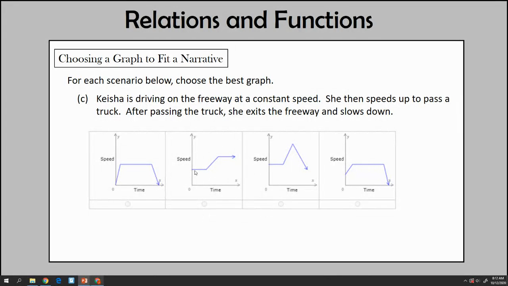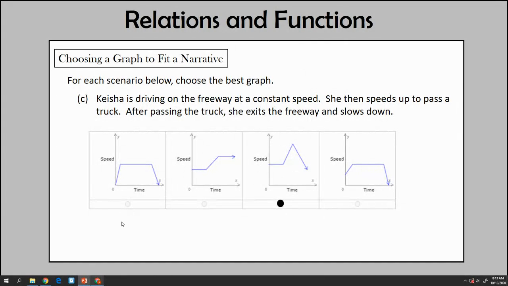Okay, if you look at this one, she's going at a constant speed, which is what they said to start with, right? Her speed is constant over time, and then it increases and then she levels off again. That's not what it says, right? This one, she's going at a constant speed, speeds up to pass the truck. Once she's past the truck, she slows down. This one would say her speed increased. She went at a constant speed, then her speed decreased. So the only choice is this one.